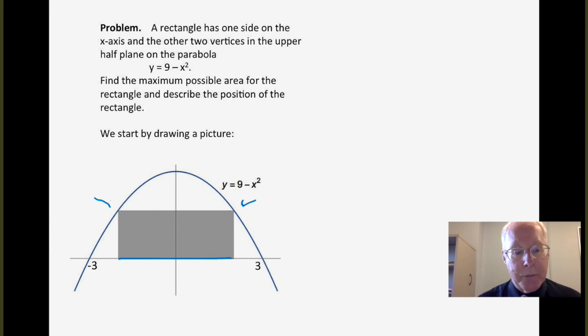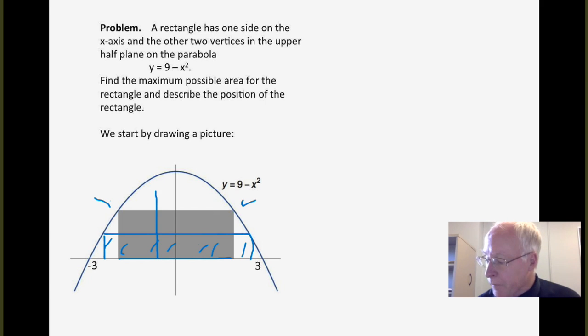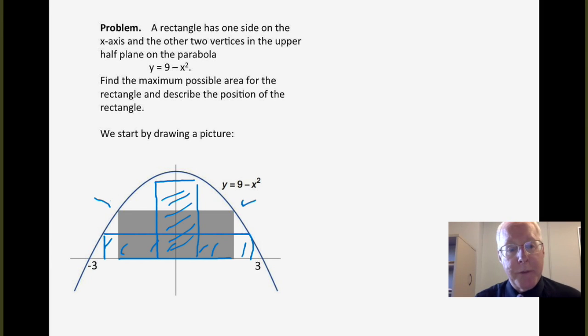Now what makes this problem challenging, or not obvious at least, is there are lots of rectangles one could draw. I could have a long skinny rectangle looking something like this. Don't know what the area of that one is. I could have a taller rectangle that isn't very wide, something like this. So infinitely many possibilities there. Which of those has the largest area?